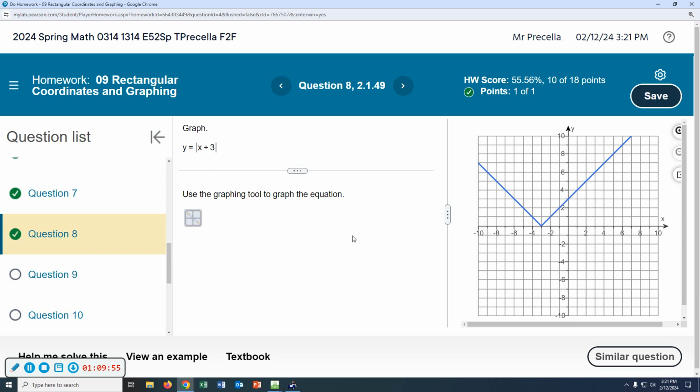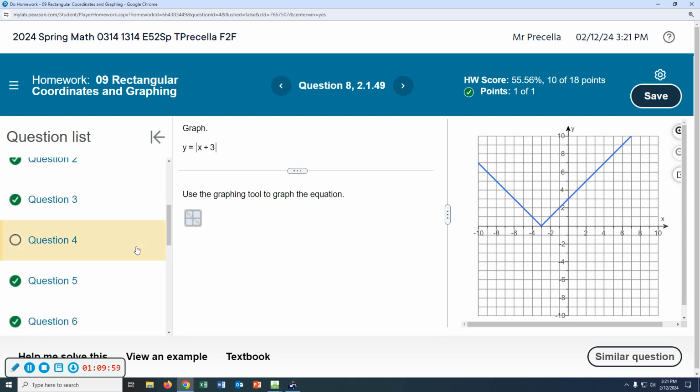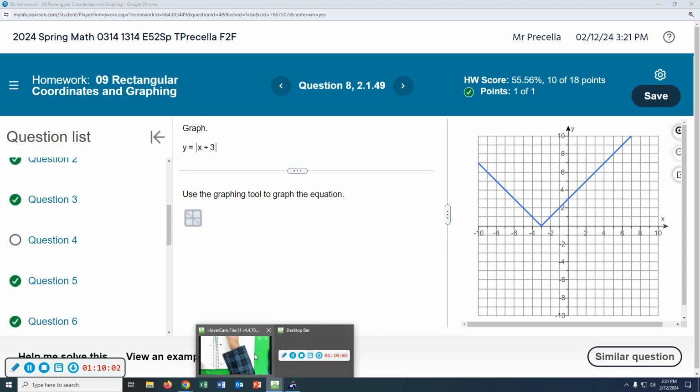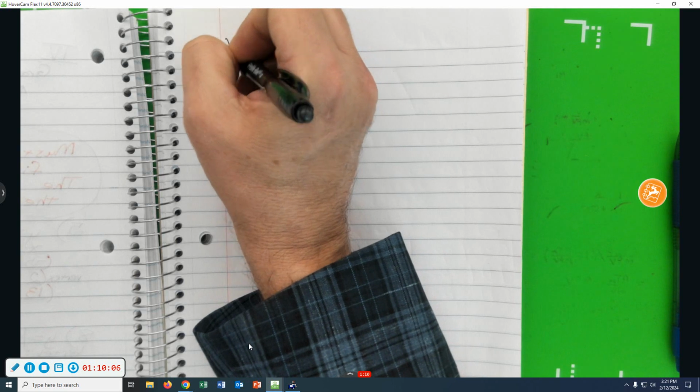Ready for problem 4 now? Let me see, which one? Okay, switch over. The fifth thing we're going to be graphing.